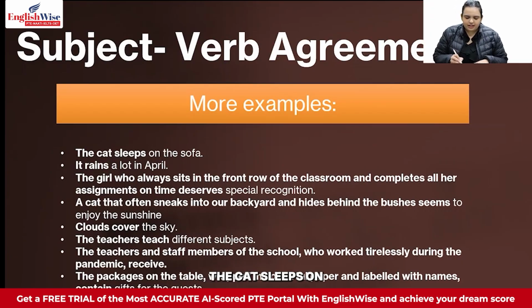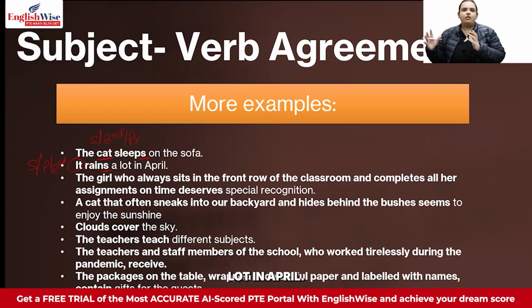So when I say the cat sleeps on the sofa, again over here cat is singular, third person, and the sentence is in present tense. So I will say the cat sleeps on the sofa. I will not say the cat sleep on the sofa. The cat sleeps on the sofa. It rains a lot in April. Again over here this is singular, present tense and third person. So I will say that it rains a lot in April. I will not say it rained a lot in April.